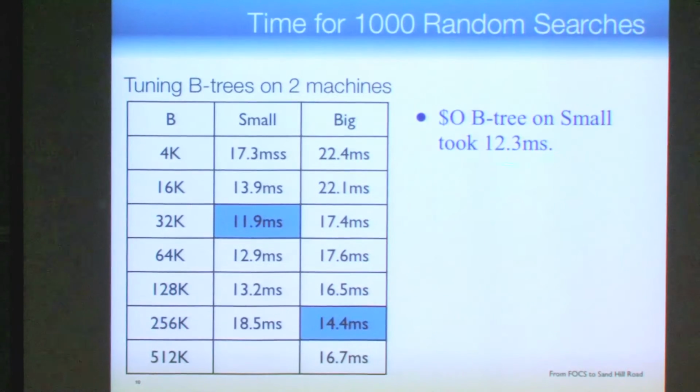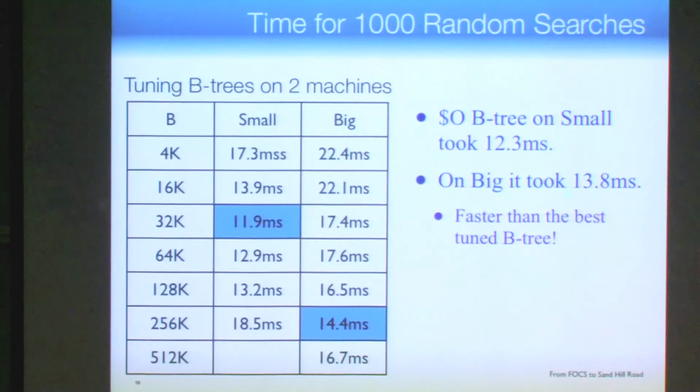The cache oblivious B tree, which does not need to be tuned, which is why we just have the one number for it, because we don't tune it, took 12.3. So that's much better than 2x. Pretty cool. And on big, it took 13.8, which is better than the tuned B tree.